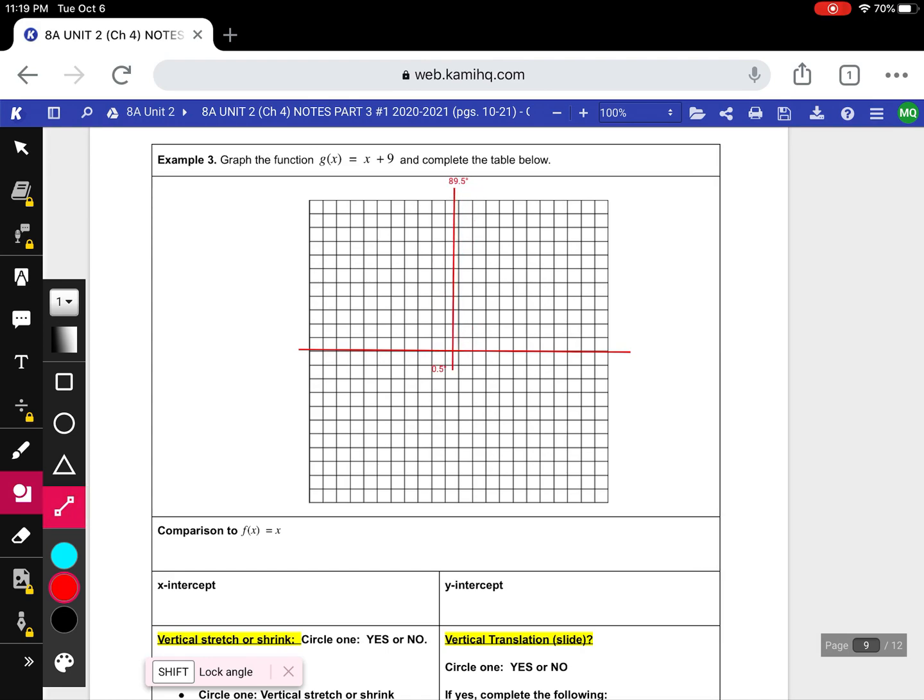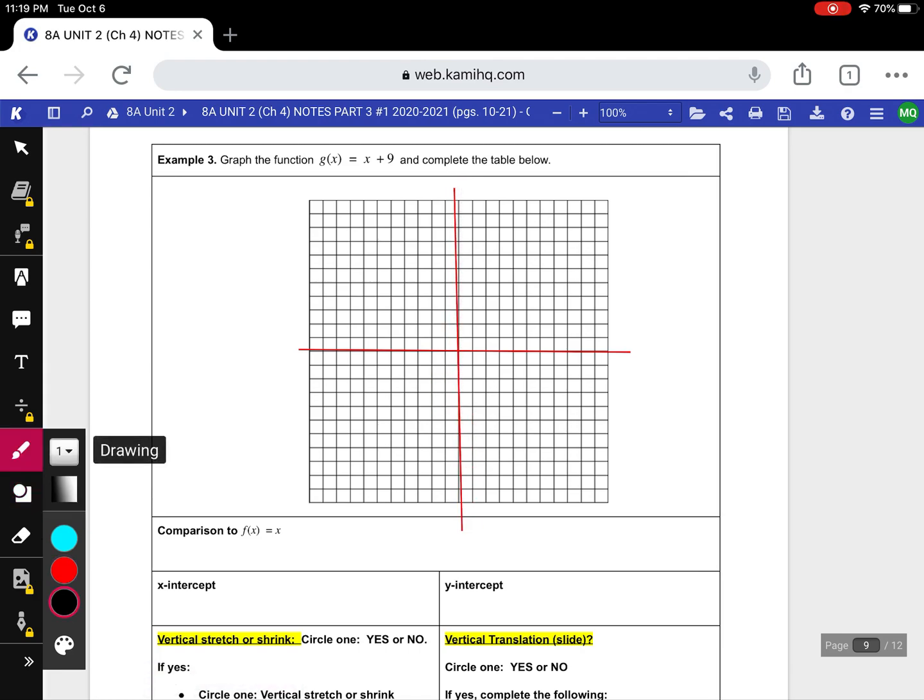Okay, there's my x. Well, that's not very pretty, but you guys get the idea. So there is my x, and there's my y, okay? If we are graphing our parent function, which I always do first, f of x equals x, we're just graphing it like this, right? It goes right through that origin.